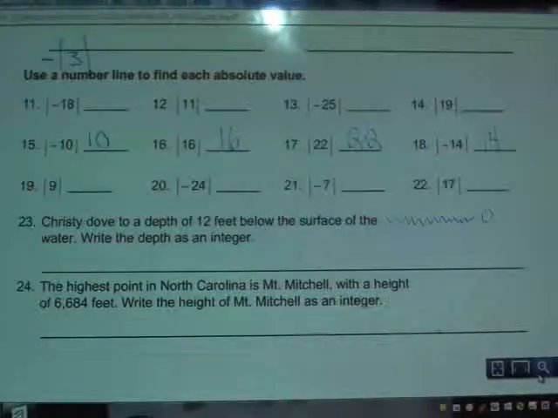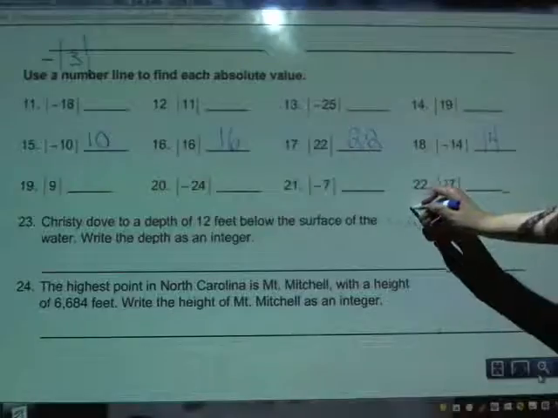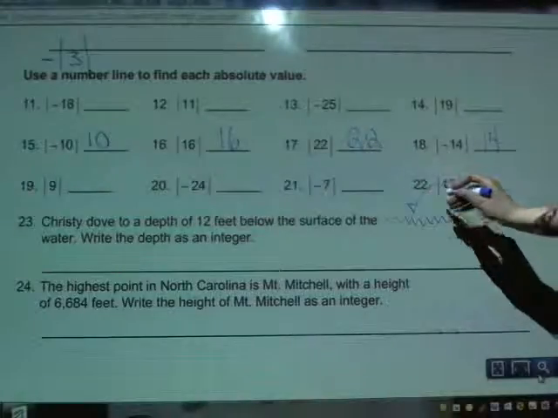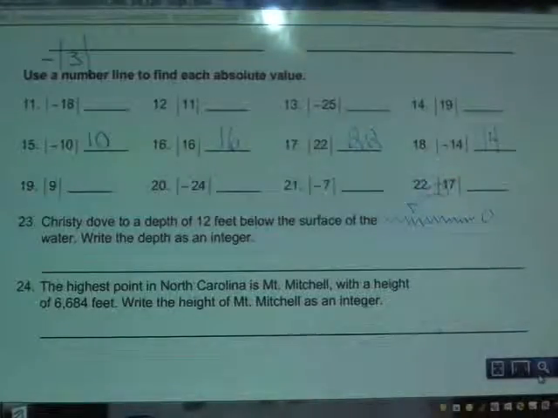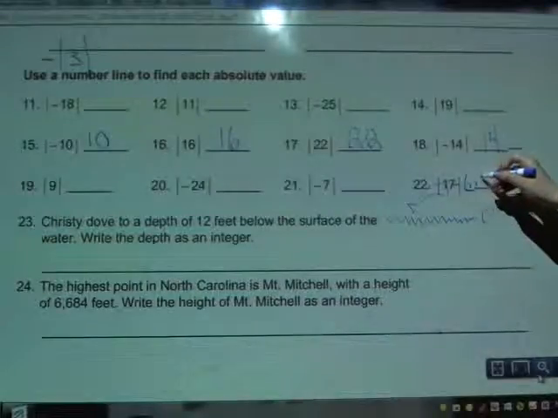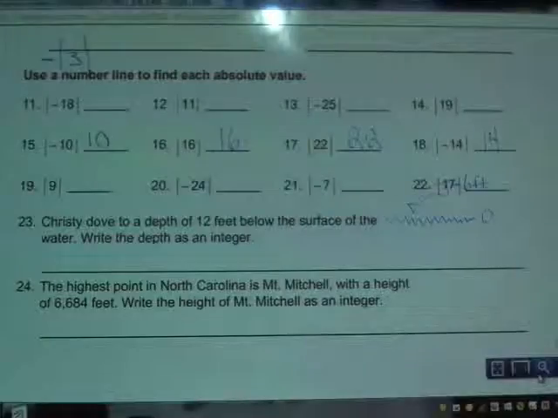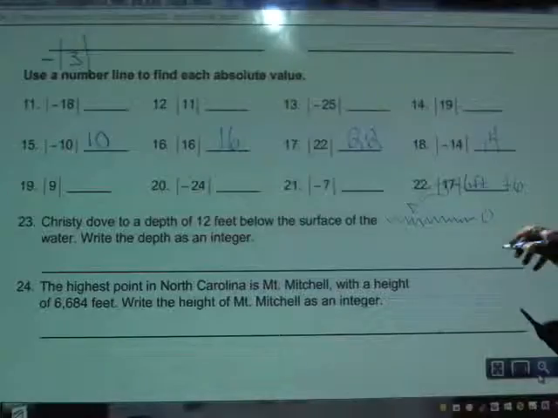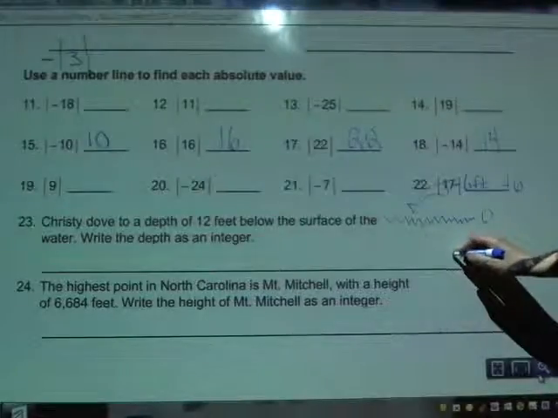So, let's say we have a dolphin, and the dolphin jumps out of the water here. All right, well, my dolphin, let's say the highest he gets is 6 feet. If he's 6 feet out of the water, that's represented by the integer 6, or if you want me to be more specific, positive 6. But that's not what we have happening here. Christy dove, it says, to a depth of 12 feet below the surface of the water. So Christy is below 0.